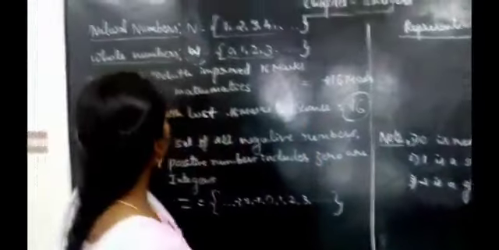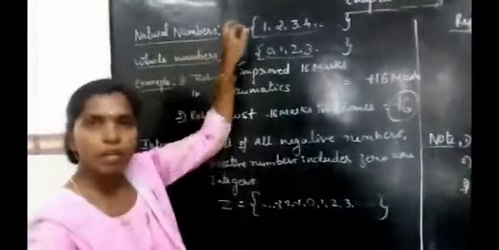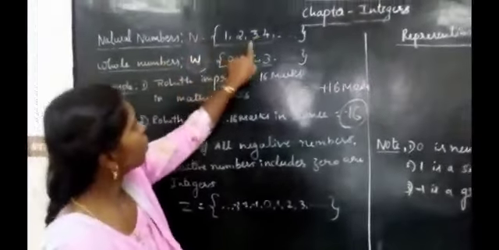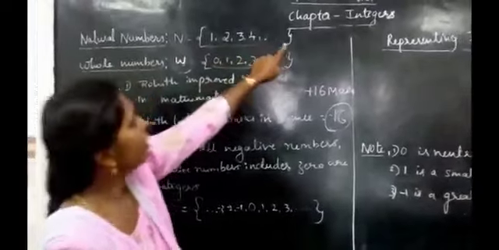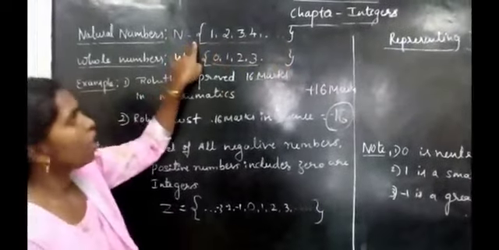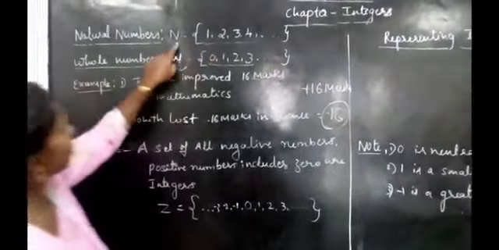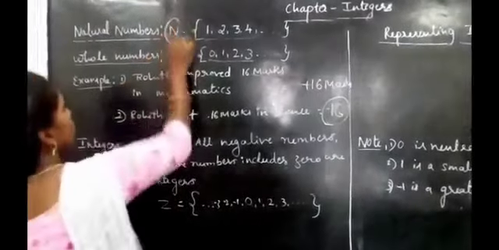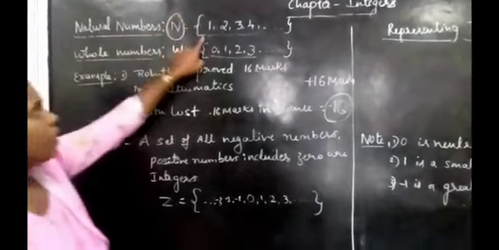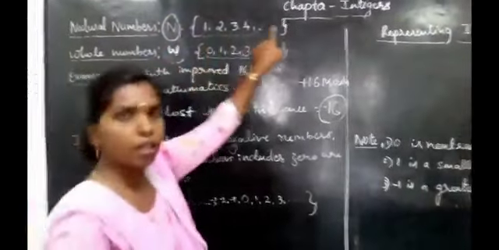Now, what are natural numbers? If a number starts from 1, 2, 3, 4 and so on, this set of numbers is called natural numbers and it is denoted by the letter N. Note, here 1 is the smallest natural number.